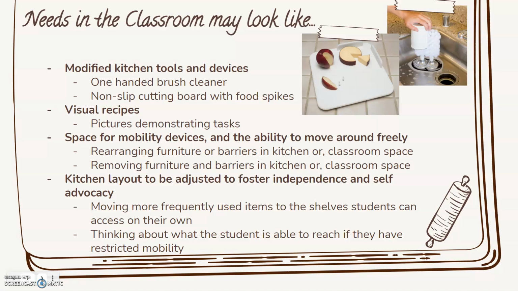Another need that may be seen is for the kitchen layout to be adjusted to foster independence and self-advocacy. As mentioned in previous slides, mobility may be affected and muscles can become stiff and movement difficult for a student with CP. Thus, moving more frequently used items to shelves students can access on their own, or laying them out prior to lab, and thinking about the layout through the eyes of the students can help promote independence and self-advocacy in your room, in turn reducing the need for potential assistance from others. Bringing the student in and working with them to adjust the kitchen layout is also a great way to think about what could be done to support the student and have them involved in the process.